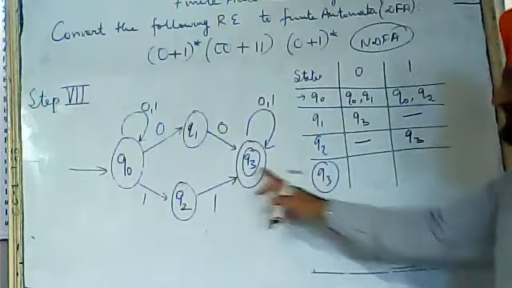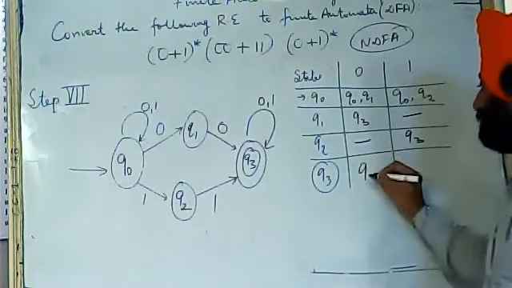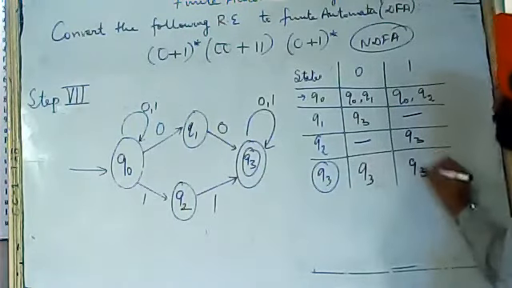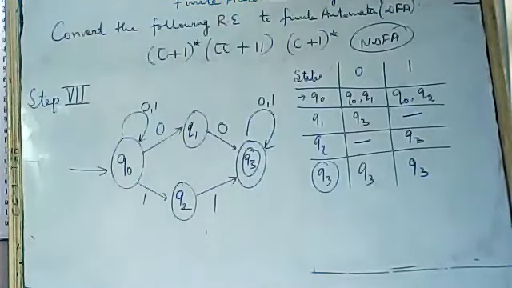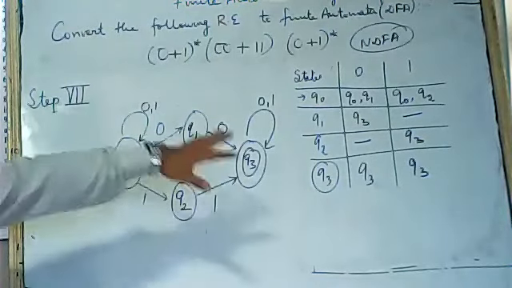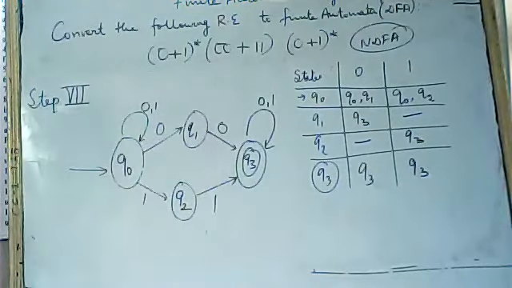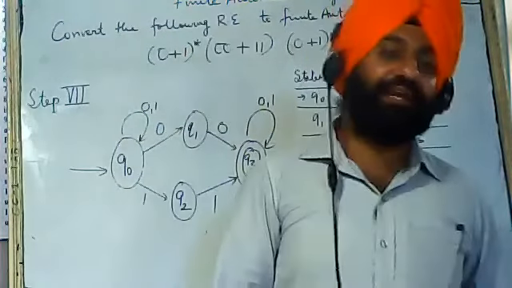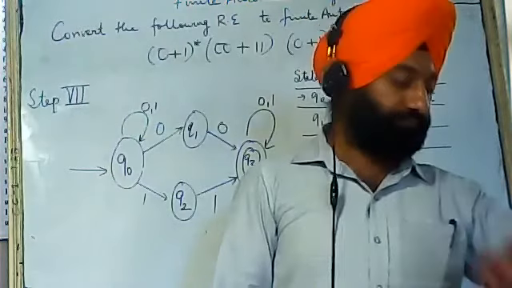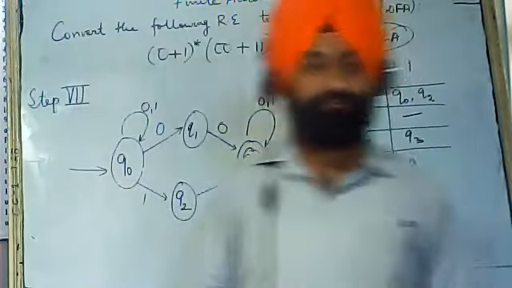Q3 upon the processing of 0 and 1, here Q3 and Q3. So this is the table for the NDFA, right? You will have to convert this table into the DFA's table and then draw the corresponding transition diagram for it, right?